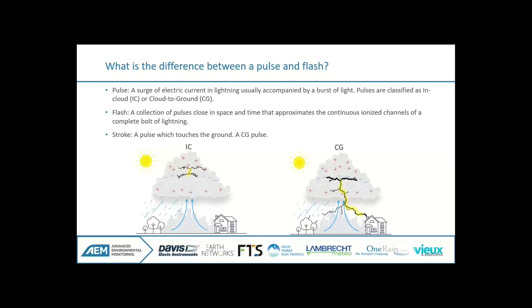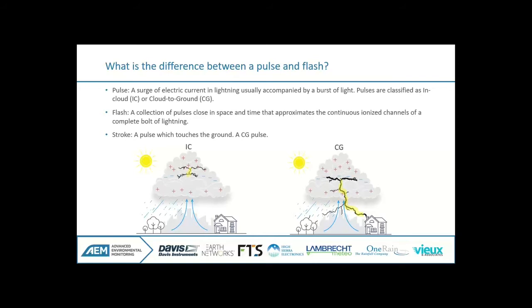And the flash is a collection of those pulses, the aggregation of them all in time and space that approximates the continuous ionized channel of a bolt of lightning. We give a special name to a CG pulse. That's a cloud to ground pulse, okay? So it touches the ground. We call that a stroke.